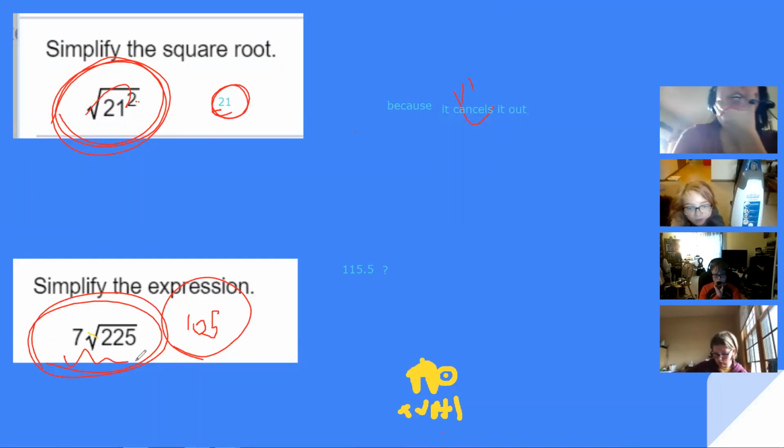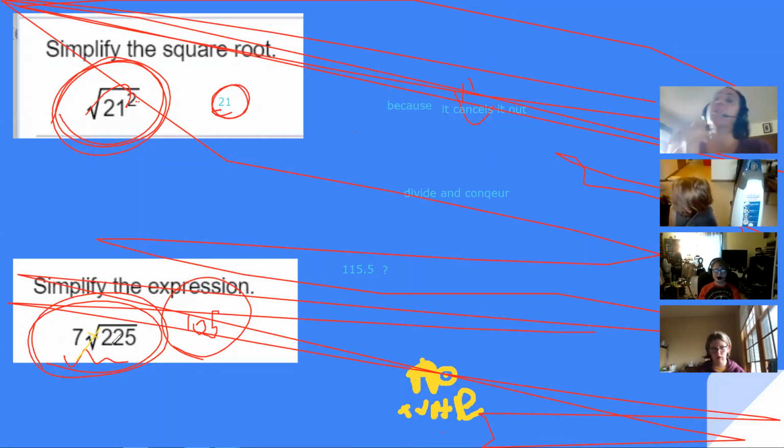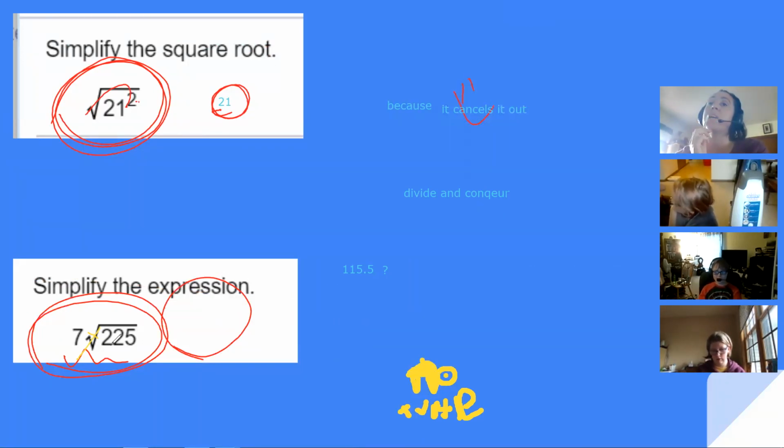Someone's putting a sign right in the middle there. We would focus on, we would divide and conquer. Yeah, I love that. Divide and conquer. Whoa, not a fan of the red all over. Please don't do that. Okay, that's not very kind.